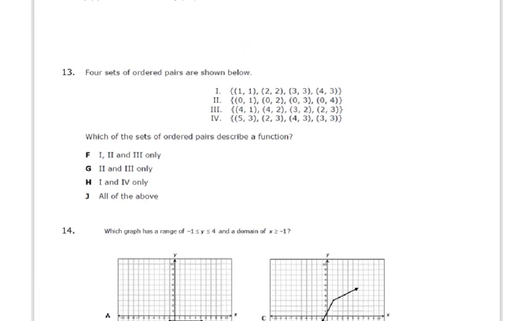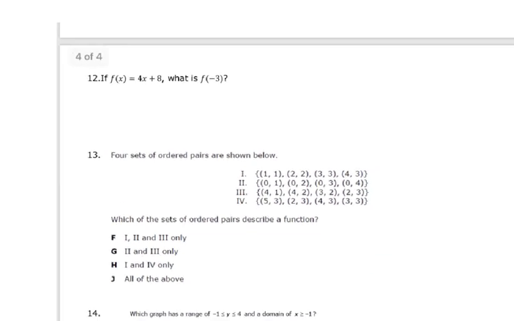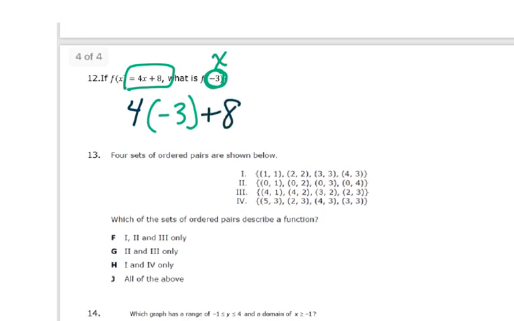Last page. All right, number 12. If we have a number in parentheses, that means it is the x. We've done that 1,000 times. You're very good at that. So if this is my equation, I'm going to start with the number 4. Instead of x, I'm going to replace x with that -3. And then it says plus 8. Solve it. 4 times -3, -12. -12 plus 8. Whatever that number is your answer. So easy.